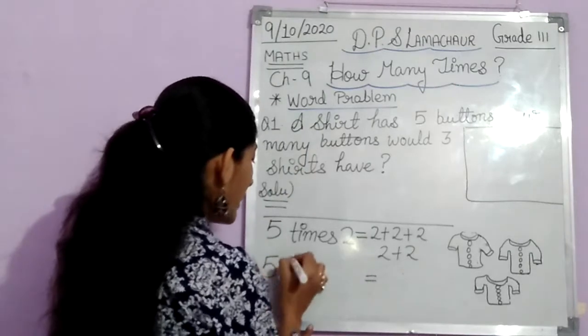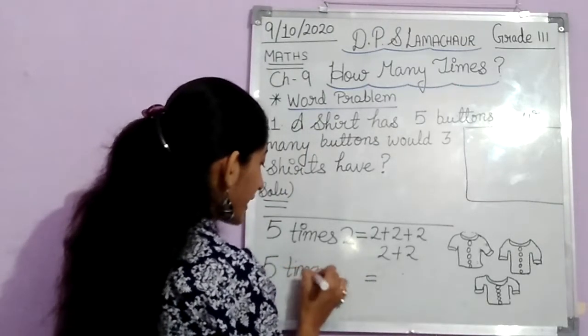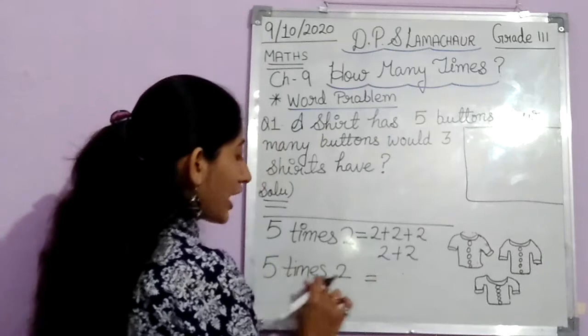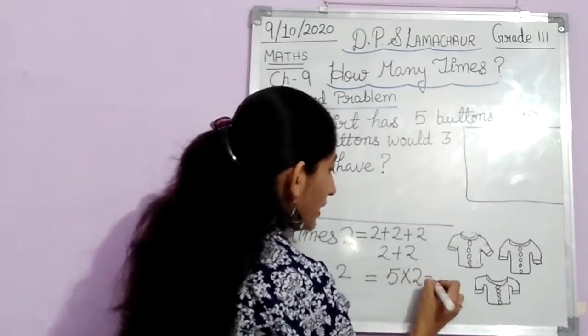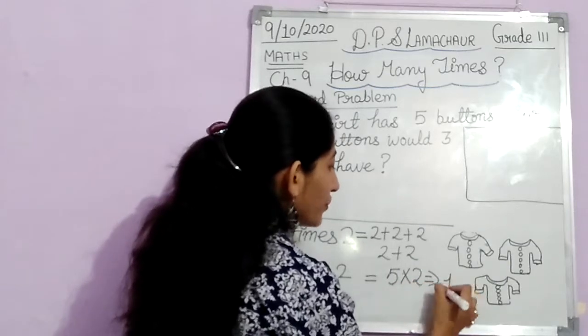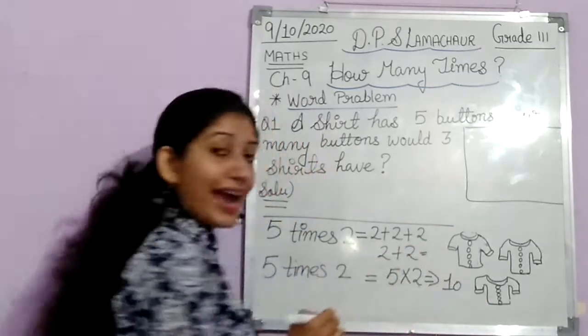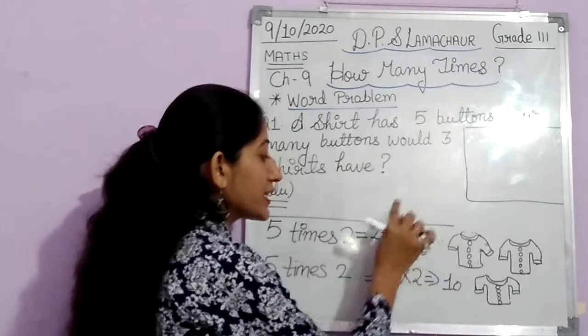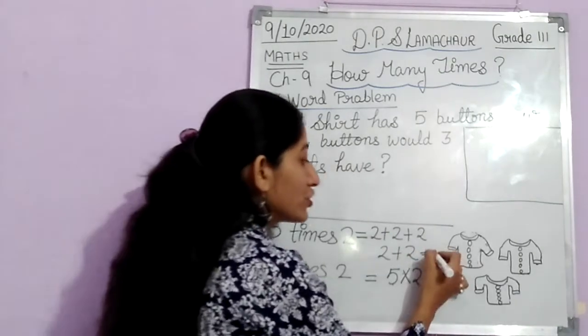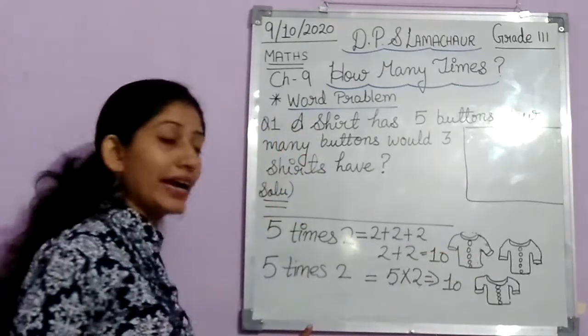But we have another better way to find the answer, that is we can write this 5 times 2 as 5 into 2, and simply we get the answer, 5 into 2 is 10. And if you add this 2 plus 2 is 4, 4 plus 2 is 6, 6 plus 2 is 8, 8 plus 2 is 10. So again we are getting 10.